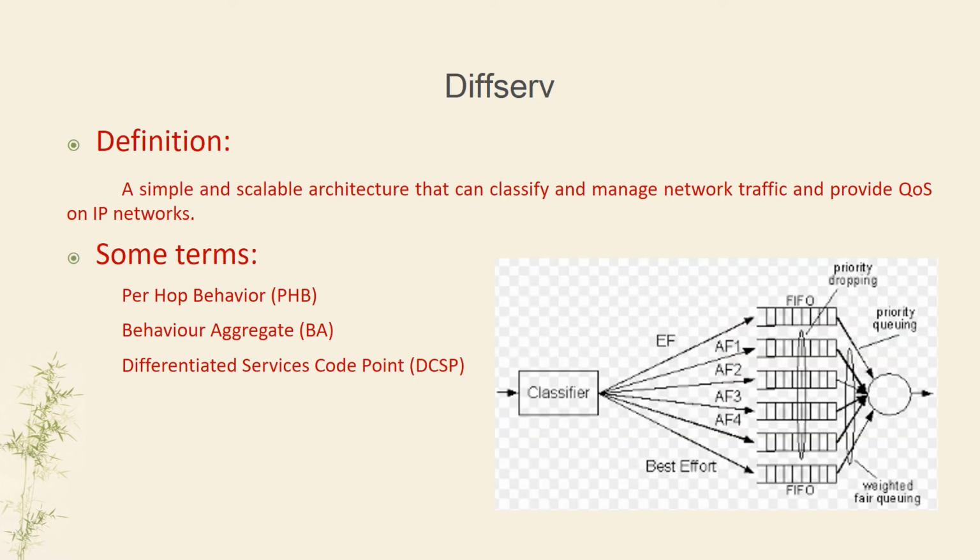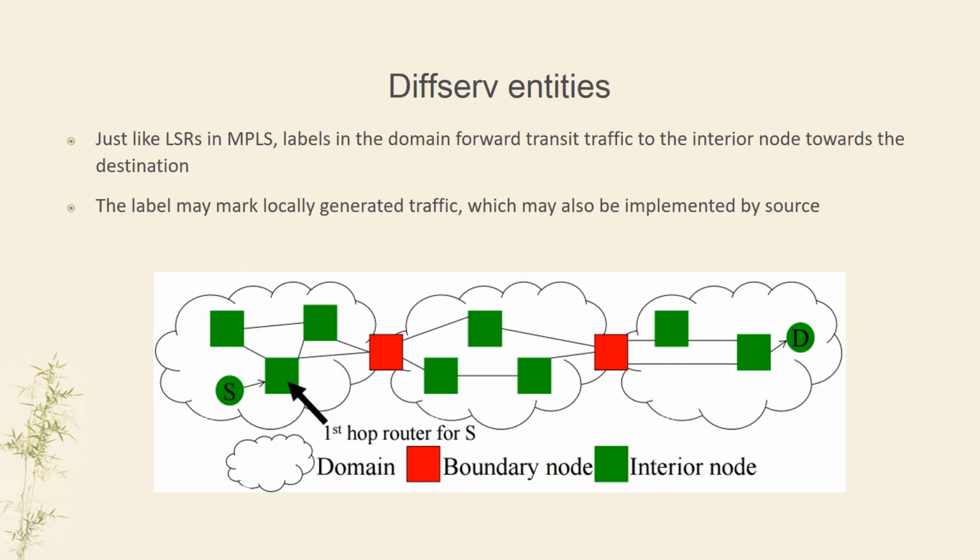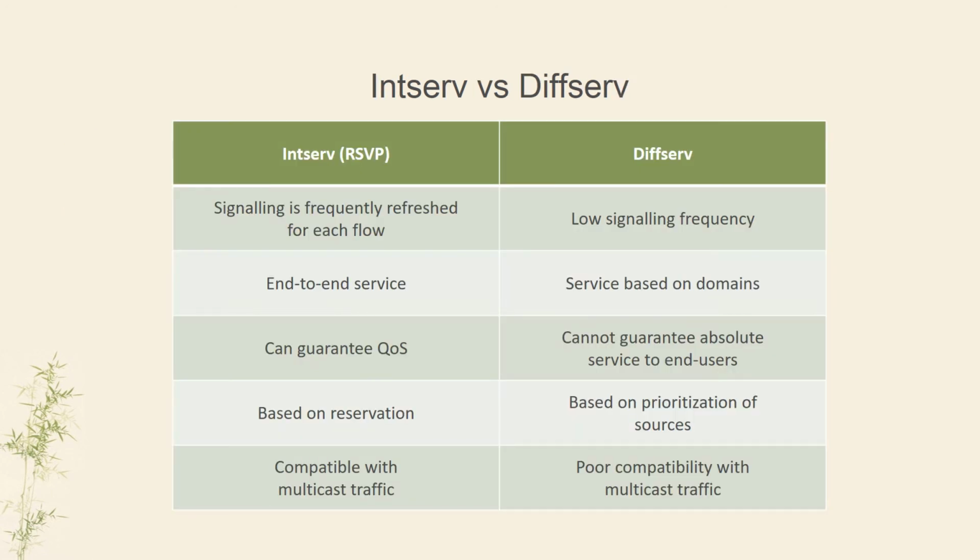So finally, let's talk about DiffServ. It is a simple and scalable architecture that can simplify managing network traffic and provide quality of service on IP networks. Just like the labels in MPLS, labels in the domain forward transit traffic to the next node towards the destination. The label will mark locally generated traffic, which may also be implemented by the source. And here is the comparison between IntServ and DiffServ.